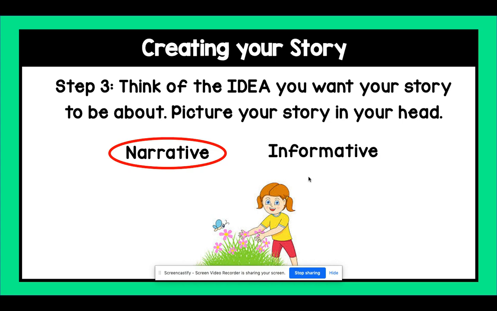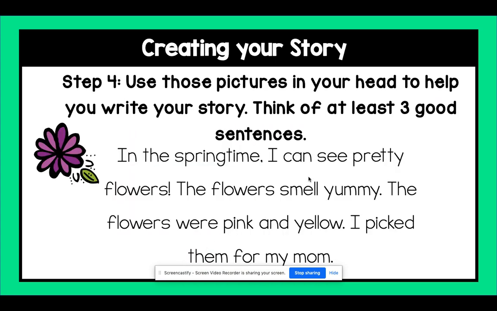Now we need to think of our story in our head. I'm going to close my eyes and think about how I can use the word flowers and how I can describe flowers in my story. This is a picture of me picking some flowers. You'll notice there's a little butterfly there too. Just a drawing. In my head, I'm thinking about the time that I was outside and I saw some pink and yellow flowers. Now that I have the idea in my head, now I can write my story.